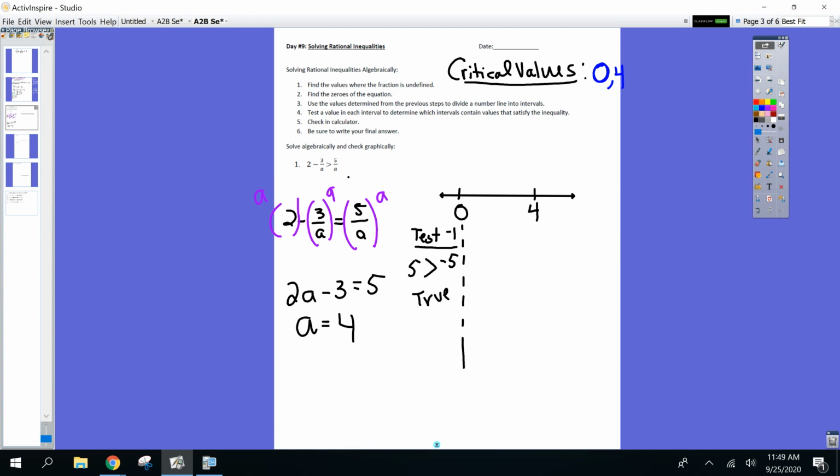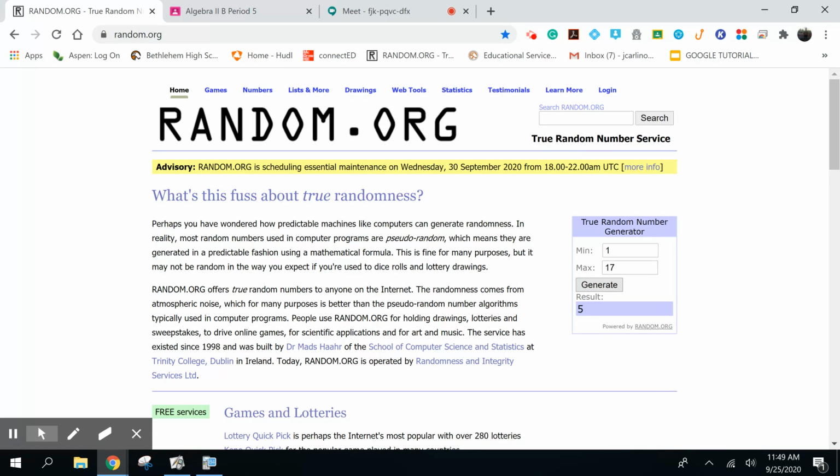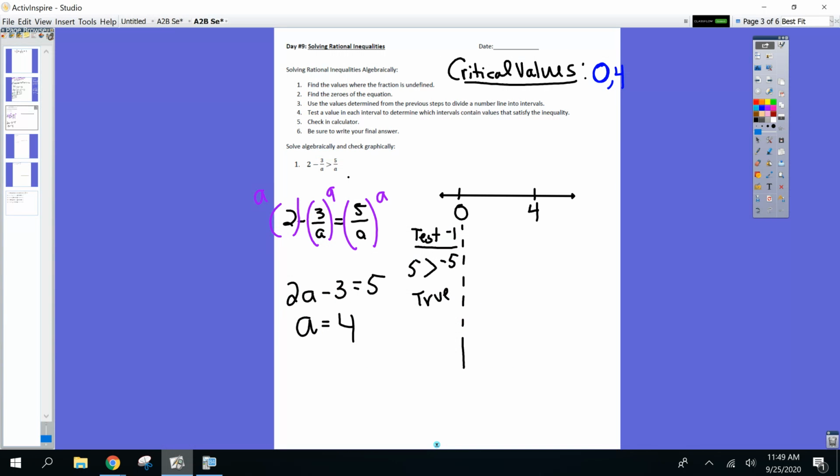So I know one part of my solution is anything to the left of 0, but we got to test everything else. Give me a number in between 0 and 4. We got to test everything inside and outside. Here we go. Oh, Ella, jeez. Oh, there we go. Anna, can you give me a number between 0 and 4? 2. Okay.